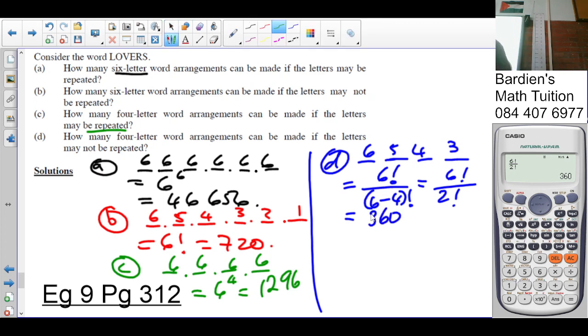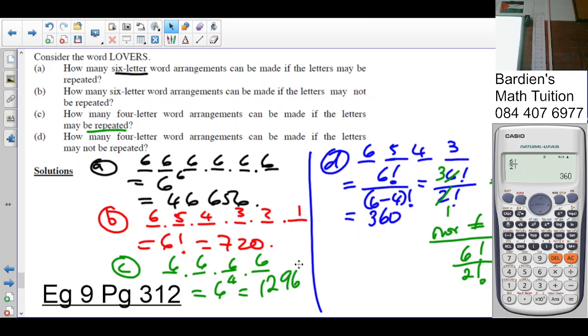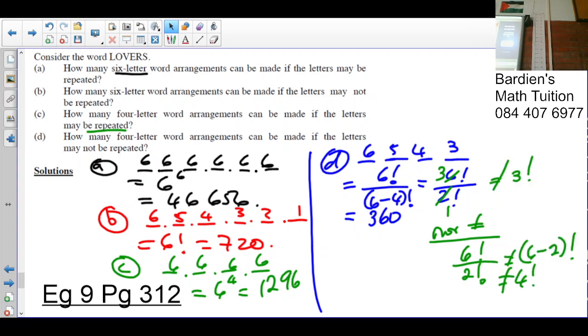Remember the note that was made in class earlier. We can't say 6 factorial over 2 factorial is 3 factorial. That is never the case. Nor is 6 factorial over 2 factorial equal to 6 minus 2 factorial, which is 4 factorial. That's also not the case. Just take it away from the calculator. That is never the case.